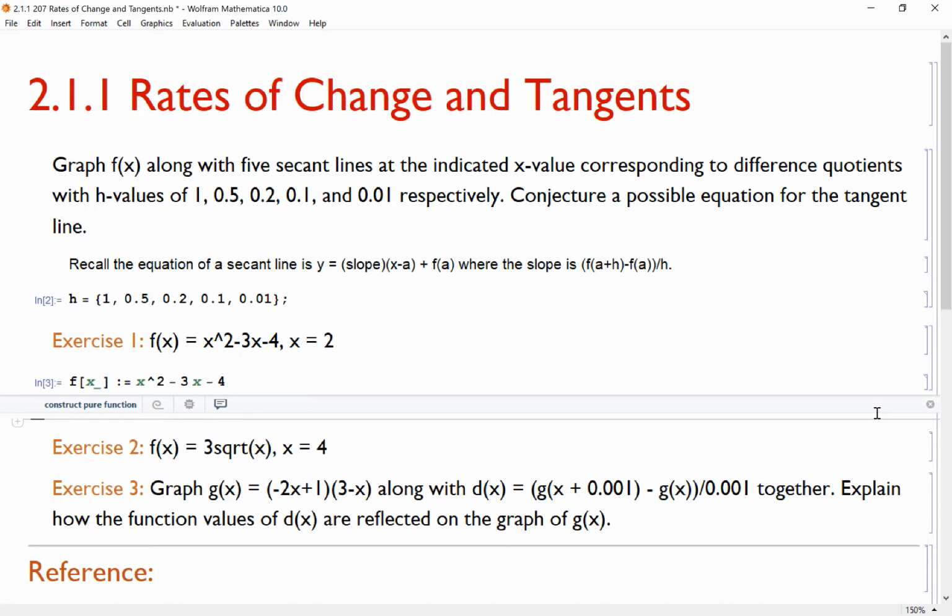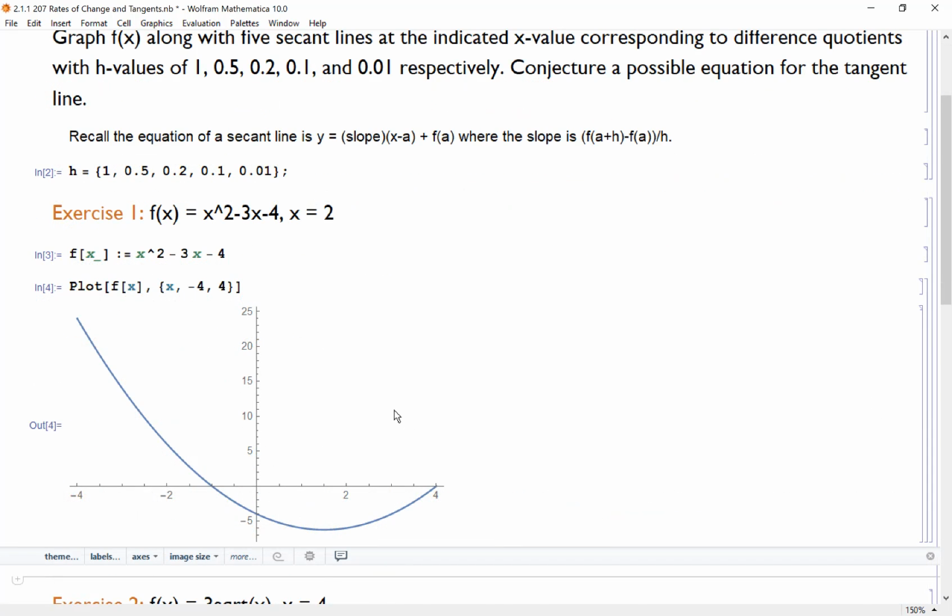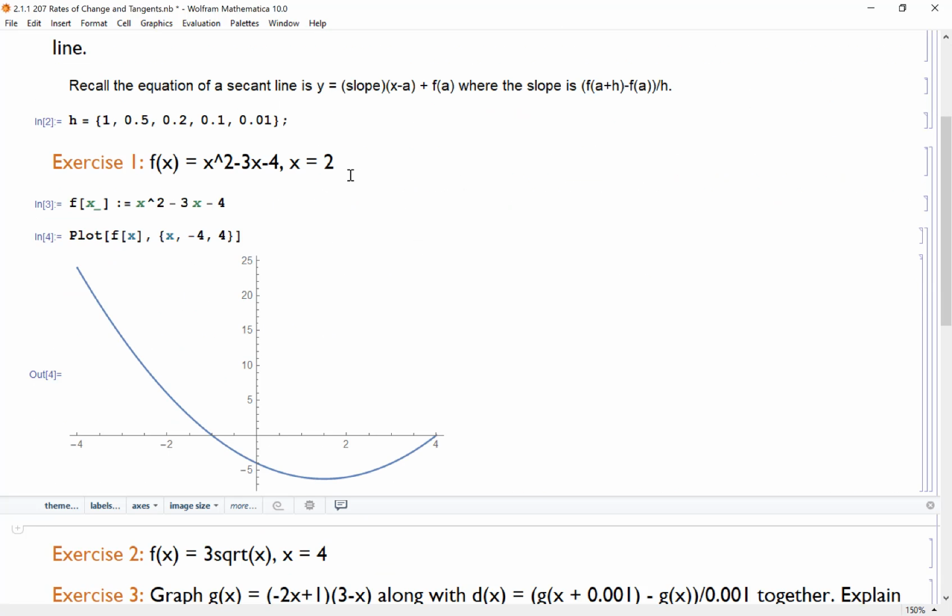Alright, now if I just plotted f of x to see what we have, we have some sort of parabola like this, and what we're interested in is what's going on at 2. We want to get an estimate of the slope of the tangent line. The tangent line is going to be the line that just hits right at 2 and bounces off, and the idea is that the slope of the tangent line mirrors the slope of this curve right at 2. A more technical way of saying that is the instantaneous rate of change at 2.